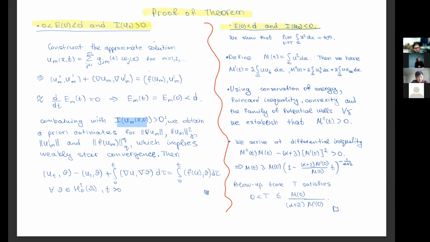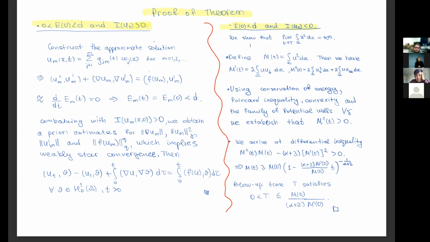Combining this condition, we can obtain the a priori estimates for this term, and this term, and this term, which implies that weak-star convergence holds by the compactness theorem. Then we can prove the global weak solution of the problem.